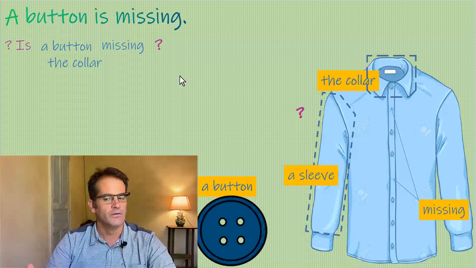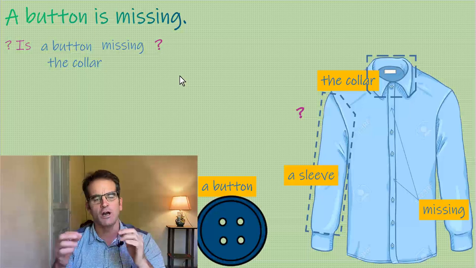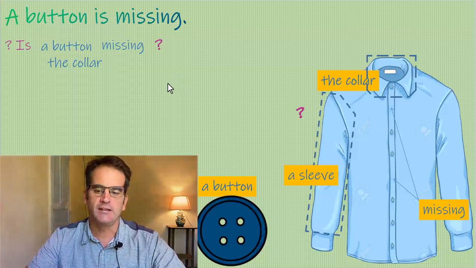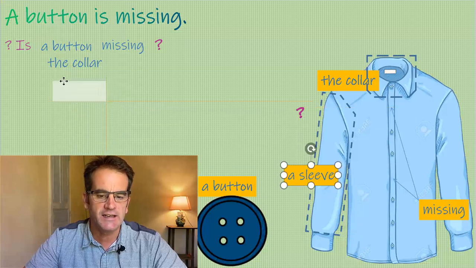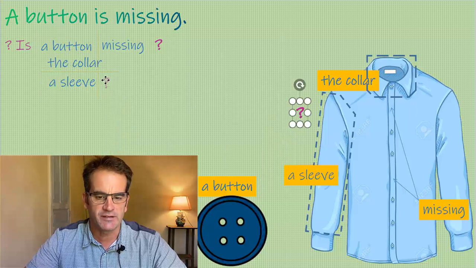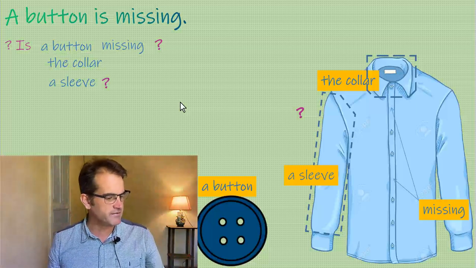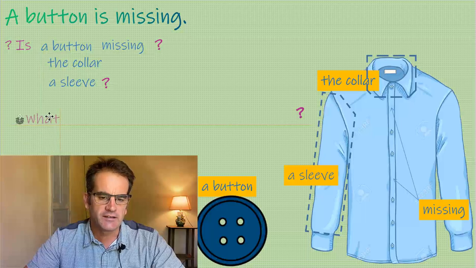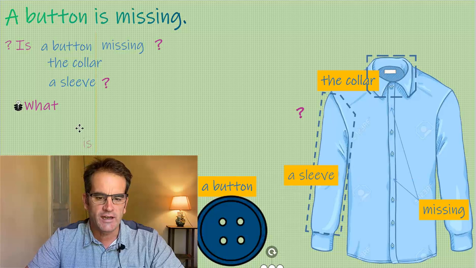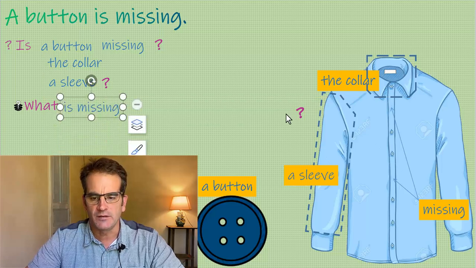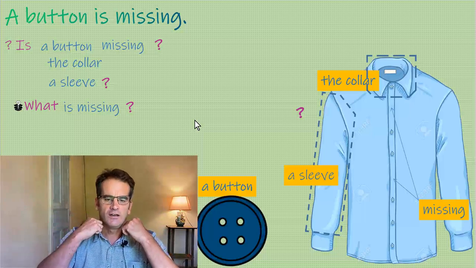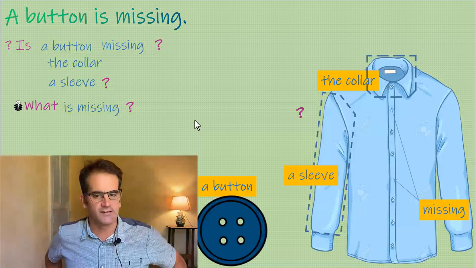Is the collar missing? No, the collar isn't missing. A button is missing, not the collar. The collar's okay. Is a sleeve missing? No, a sleeve isn't missing. It is a button that is missing. What is missing? A sleeve isn't missing and the collar isn't missing. It is a button.